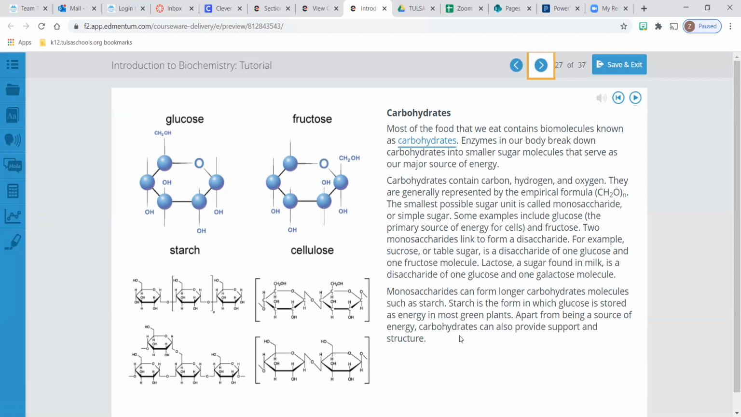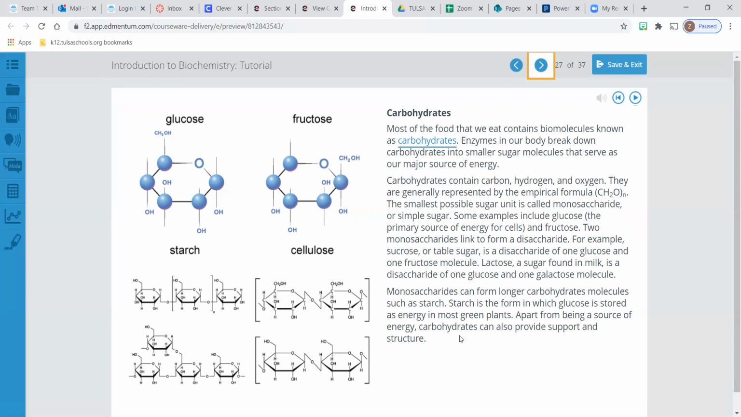Two monosaccharides link to form a disaccharide. For example, sucrose, also known as table sugar, is a disaccharide of one glucose and then one fructose molecule. Lactose is a sugar found in milk, and that is a disaccharide of one glucose and one galactose. Galactose. So it's a little different.